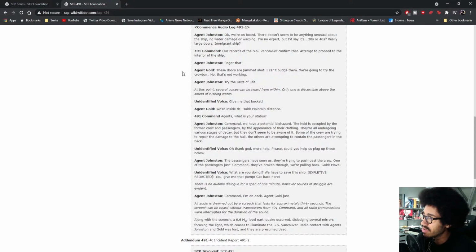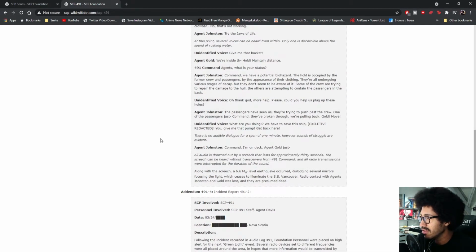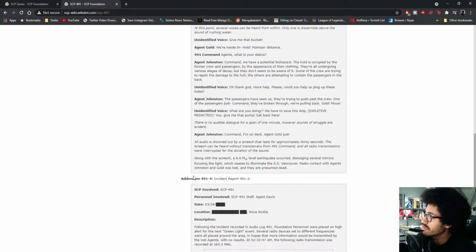All audio is drowned out by a screech that lasts for approximately 30 seconds. The screech can be heard without a transceiver from 491 command. All radio transmissions were interrupted for the duration of the sound. Along with the screech, a 6.6 level earthquake occurred, dislodging several mirrors focusing the lights, which ceases to illuminate the SS Vancouver. Radio contact with Agent Johnston and Gold was lost, and they are presumed dead.